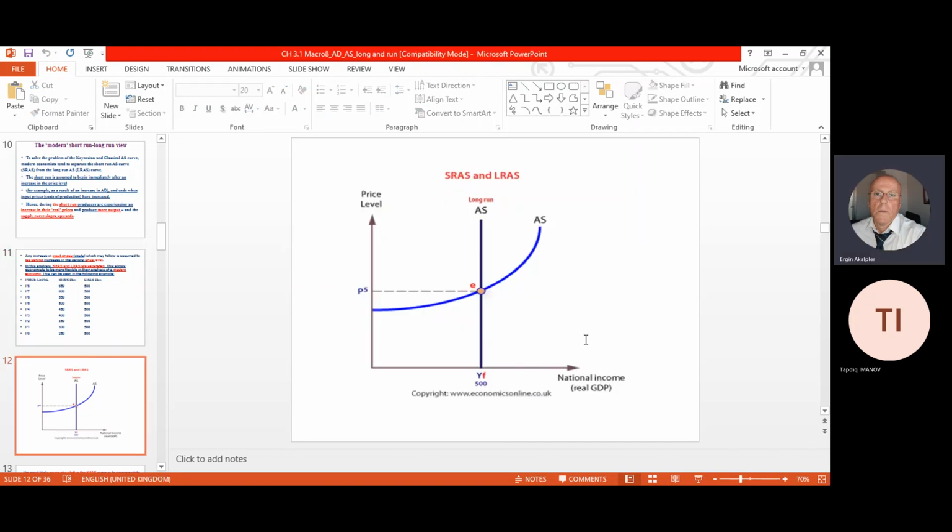The short run is also indicated here, and the long run, as you see, is where the price change becomes ineffective for changing the aggregate supply until the long run intersects. And after the long run, the price changes become ineffective for full employment and the output becomes 500, where it is indicated here.